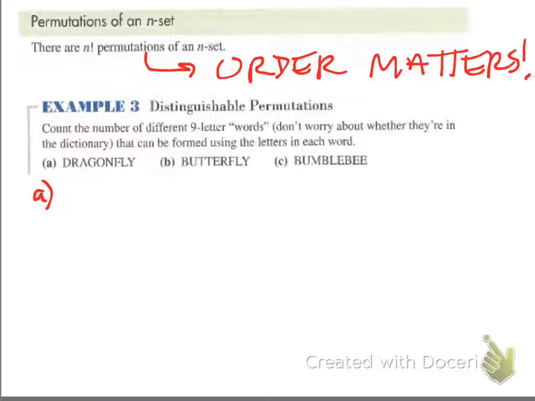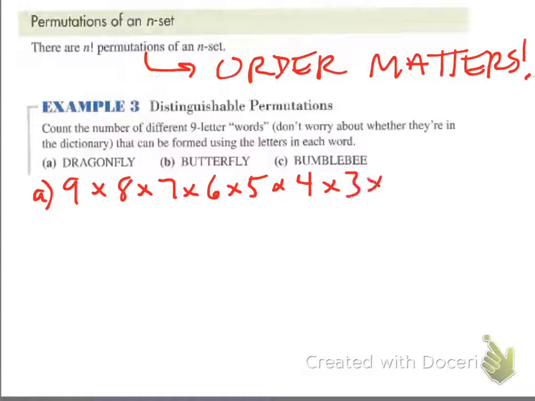Dragonfly. Now, if you look at the word dragonfly, there are 9 letters. There are 9 different letters. None of the letters repeat each other. So what we're going to do is, think about it. 9 options for the first letter, 8 options for the second, 7, and you got to go on down the way. Now, obviously writing this out is a pain.